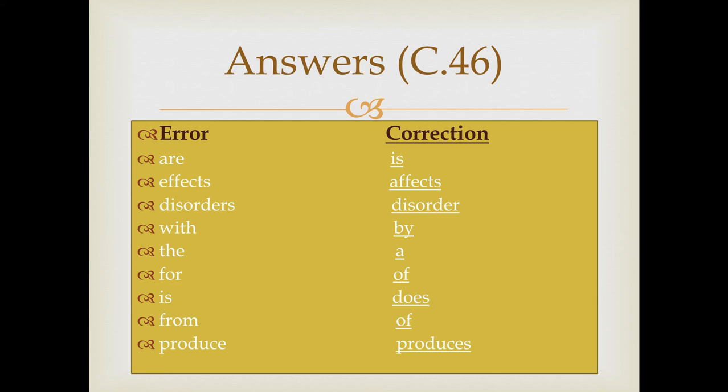Let's see exercise C46. The following passage has not been edited. There is an error in each line. Write the error as well as the correction. Now I am going to read the unedited passage first, and then we'll try and find the errors.